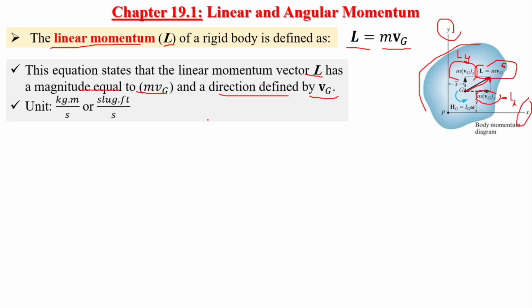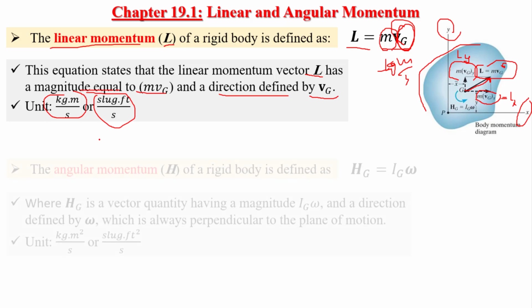So same direction. Its unit is very simple. Here the velocity is meter per second, okay, and the mass is kilogram. So the unit is kilogram multiplied by meter per second, or in English units, this is pound multiplied by foot divided by second.